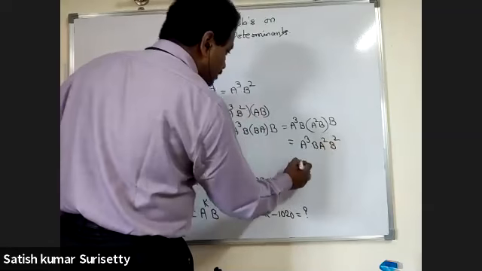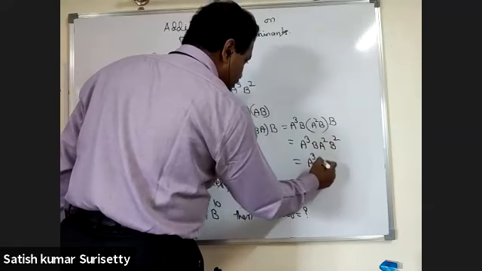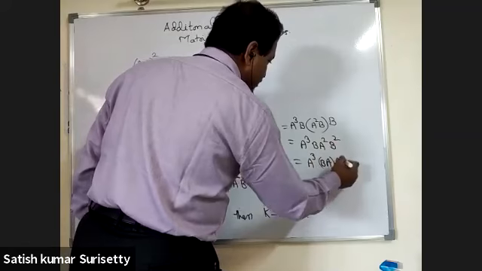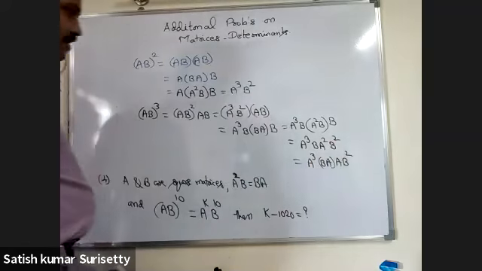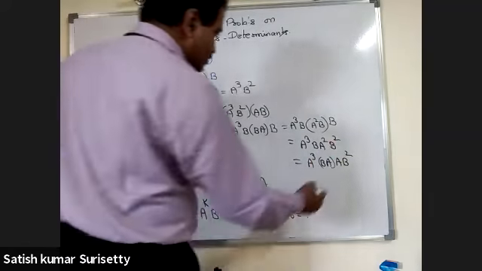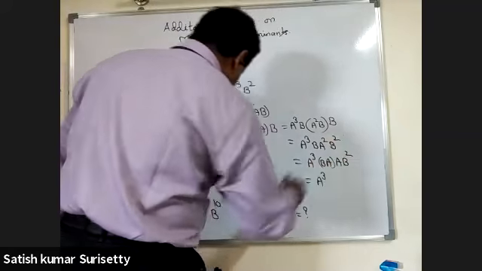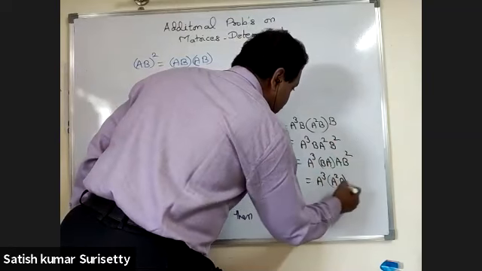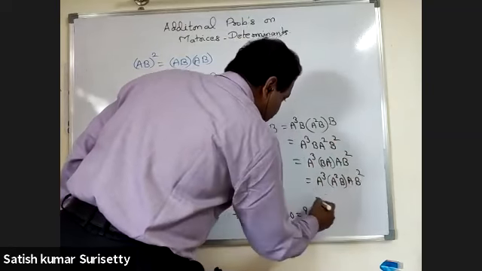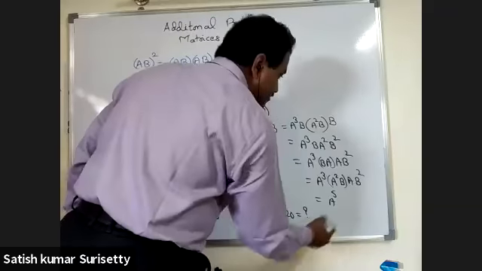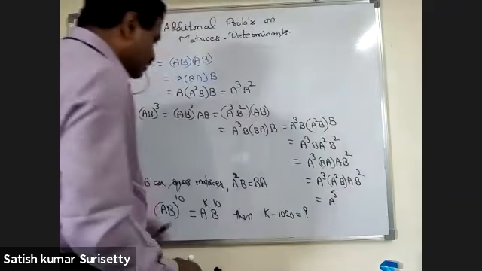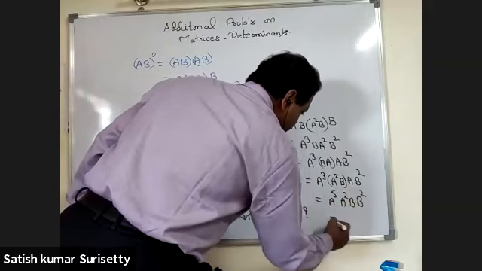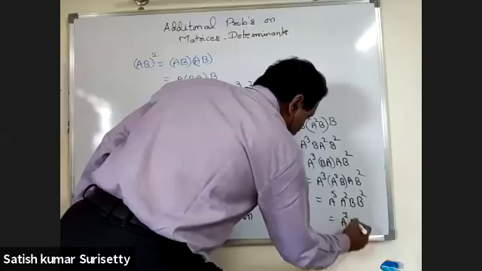Now again club one more, A cube BA into B square. Now again replace BA. So A cube BA equal to what? A square B. So A square B into A into B square. That means A to the power of 5. Again BA equal to what? A square B into B square. That means A to the power of 7 B cube.